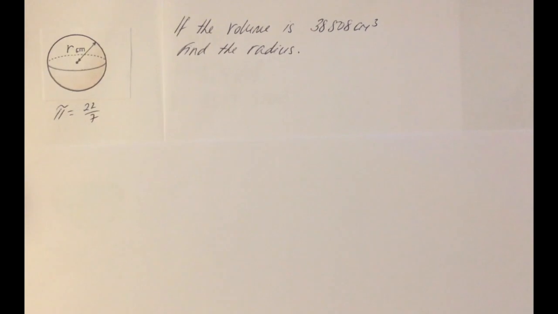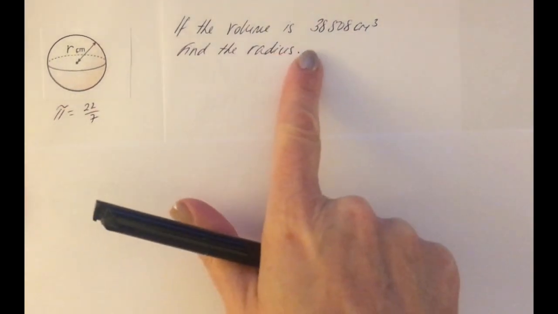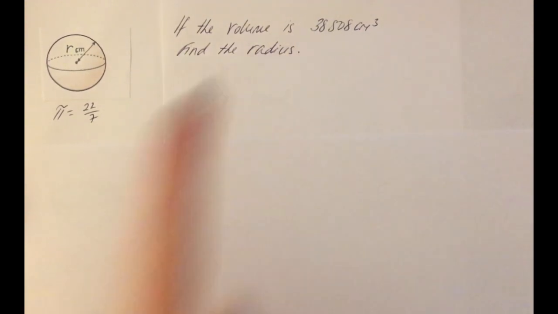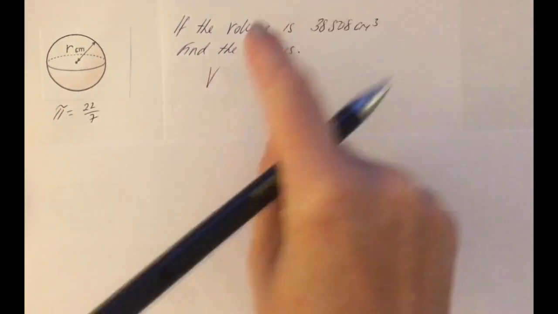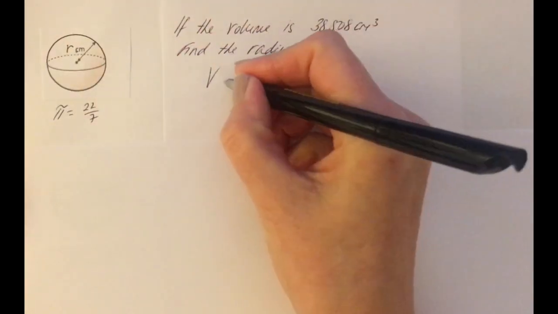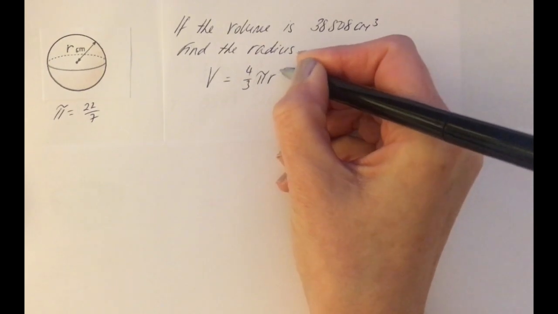Okay, so let's try this question. This time we're given the sphere, we're told pi is 22/7, we're given the volume of the sphere, and we're asked to find the radius. So immediately once you identify we're talking about the volume and a sphere shape, get that formula written down in full from your log tables. So there we go.